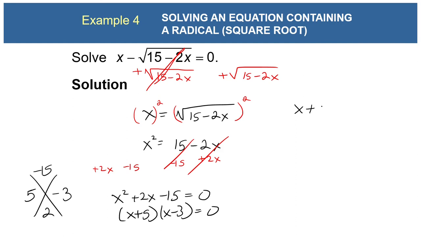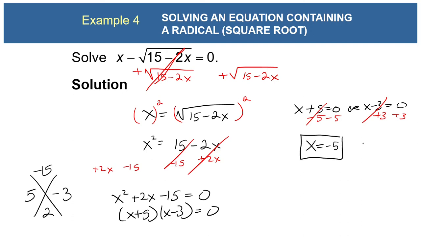I can set each of the factors equal to 0. And then we can solve for x. So for the first one, we'll have to subtract 5 to both sides. And for the second, we'll have to add 3 to both sides. So we have two possible solutions. x equals negative 5 is one, or x equals positive 3 is another. But remember, you have to check to make sure these solutions work by plugging them into the original equation.